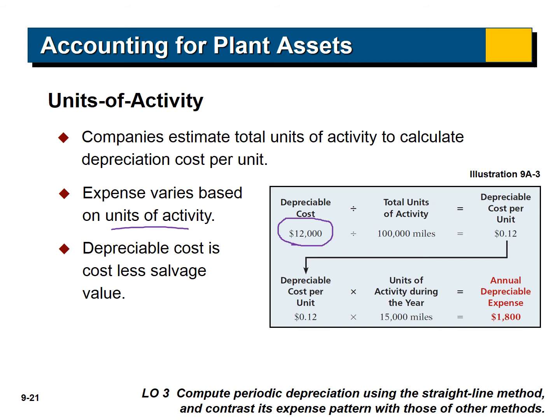Not the useful life in years, but the estimated life in miles. So you expect to drive the truck for 1,000 miles, which means that every mile you drive it, you'll depreciate 12 cents. So it's really based on how much you're using the asset. So if you use the asset for 15,000 miles, 15,000 times 12 is $1,800. And so that's your annual depreciation.